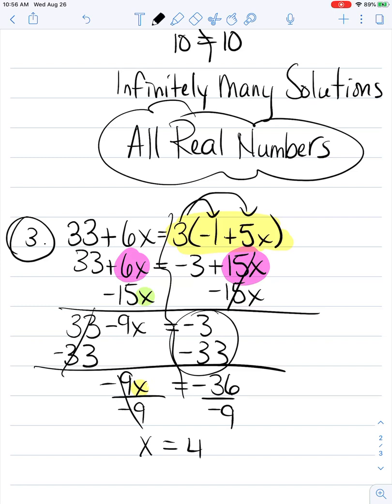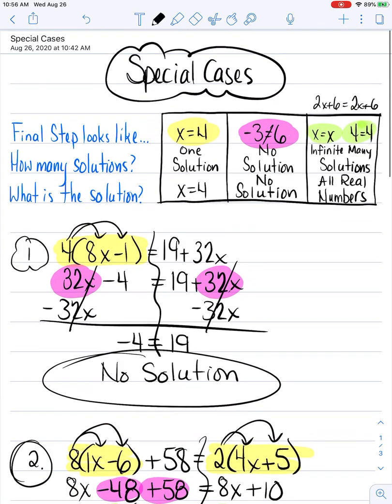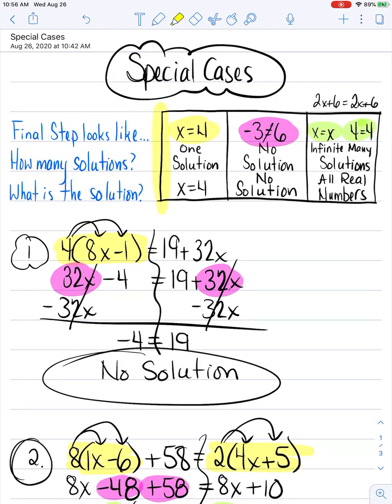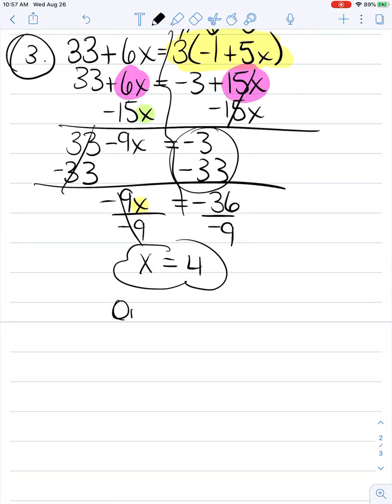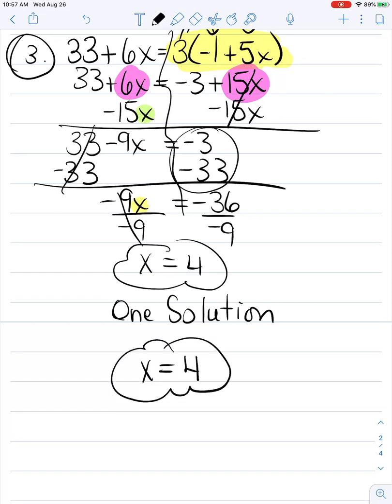So x equals positive 4. Looking back at our chart, if I have one letter equal to one number, like I do here, this equation has one solution. If the question says, how many solutions does this equation have? It has one. That means there's one number that makes this equation true if you plug it back into it. So what's the answer, guys? Your one solution is x equals 4.